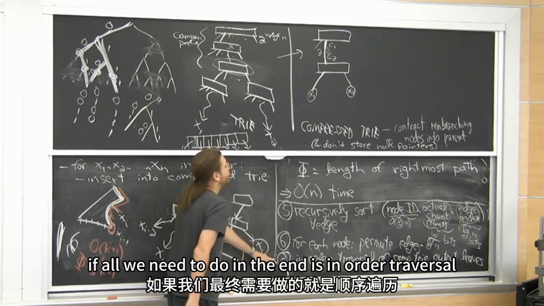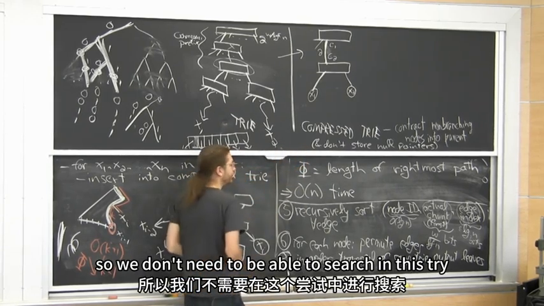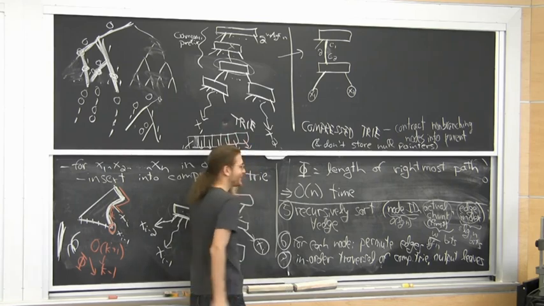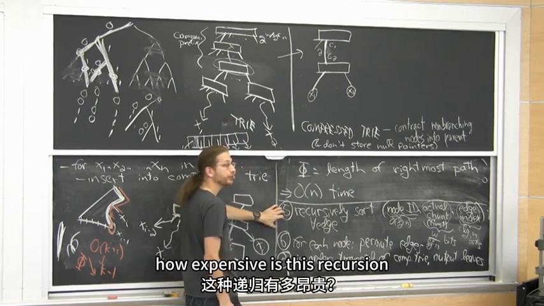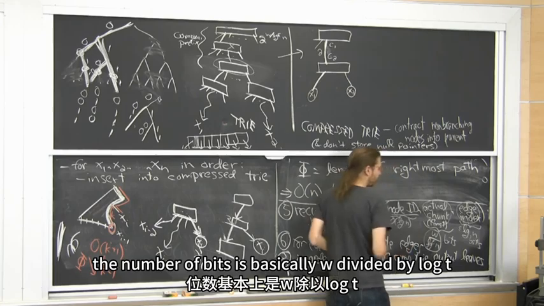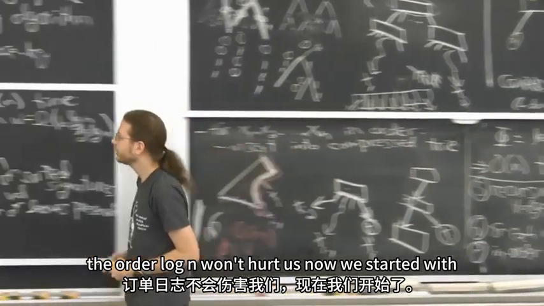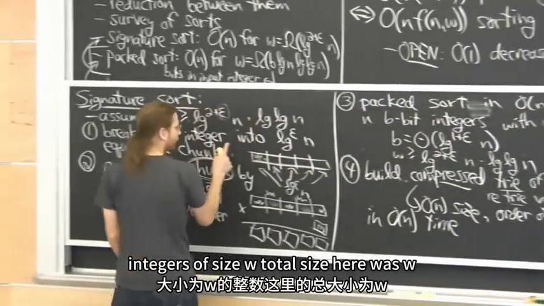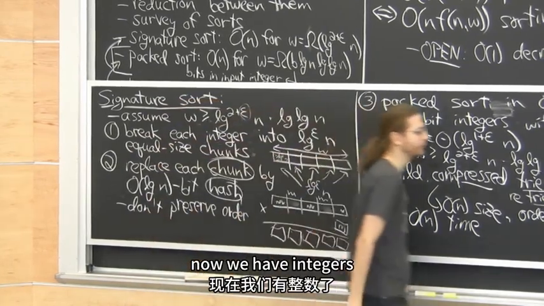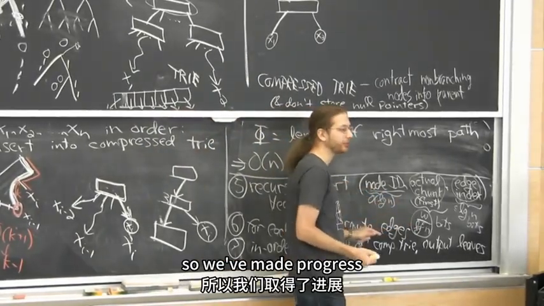So if all we need to do in the end is in-order traversal, then it's fine. We don't need to store the null pointers. So we don't need to be able to search in this trie. So this is enough. Clear? OK, the remaining question is how expensive is this recursion? So I computed the number of bits is basically w divided by log to the epsilon n plus order log n. The order log n won't hurt us. Now we started with integers of size w. Total size here was w. Now we have integers that their size is w divided by log to the epsilon n. So we've made progress.